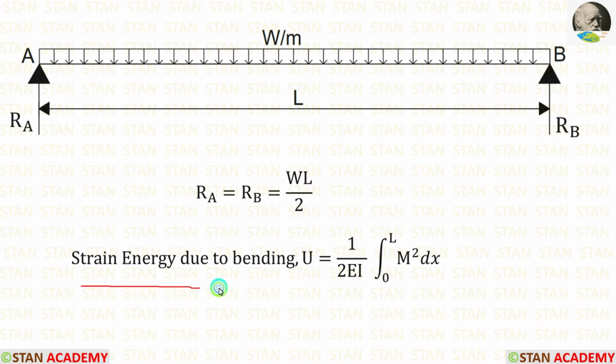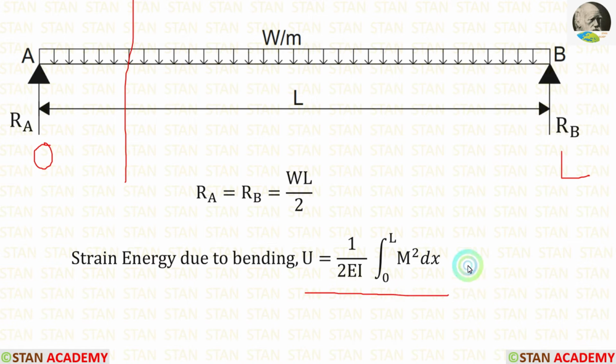Also, we know the formula for strain energy due to bending: 1 by 2 EI integration of M square dx. For calculating the strain energy, we have to make sections in this beam. In this beam, UDL is acting constantly for the whole length of the beam, so only one section is enough. We can make the section anywhere in the beam. The limits for the integration are 0 to L. So U is equal to 1 by 2 EI integration of limits 0 to L M square dx.